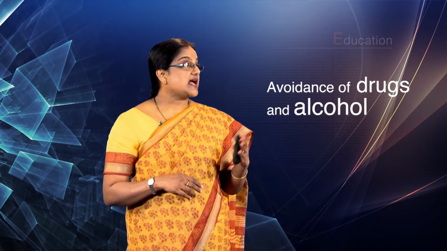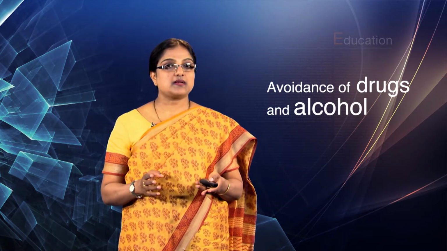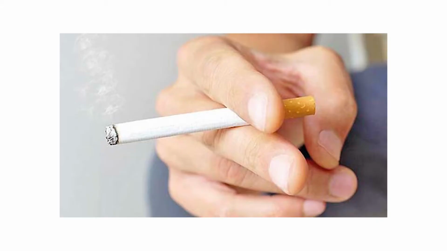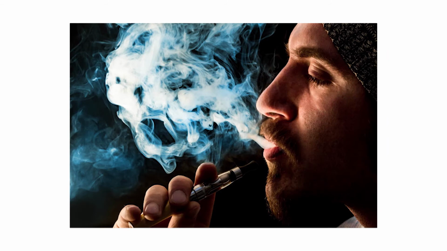The fourth is avoidance of drugs and alcohol. For physical fitness, avoidance of harmful substances like alcohol, tobacco, drugs, etc. is a must. Their intake adversely affects both the body and the mind. Even small consumption of alcohol affects the neuromuscular system of the body, and its excessive use is most harmful to the person concerned. Similar is the case with smoking.